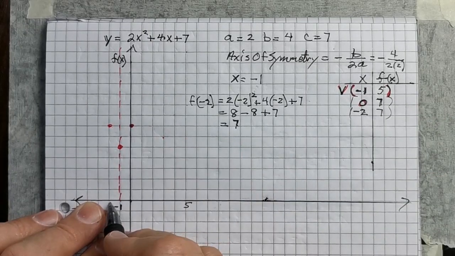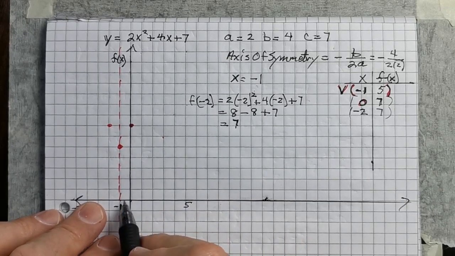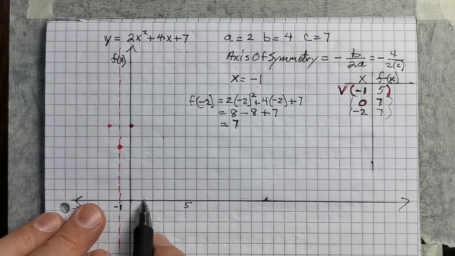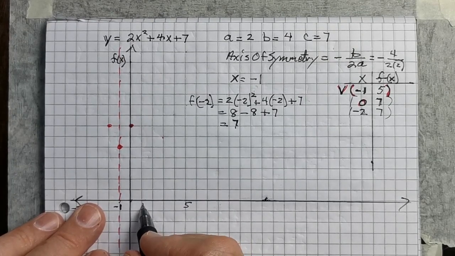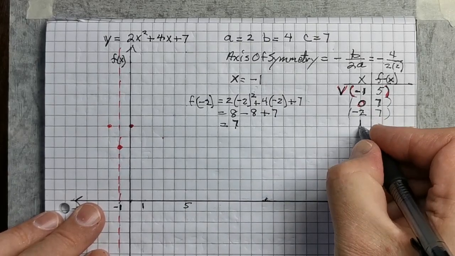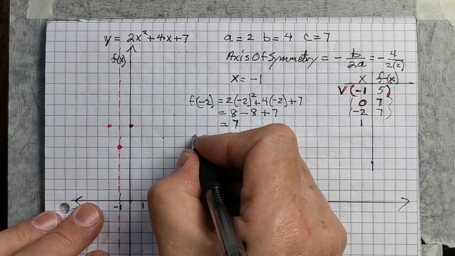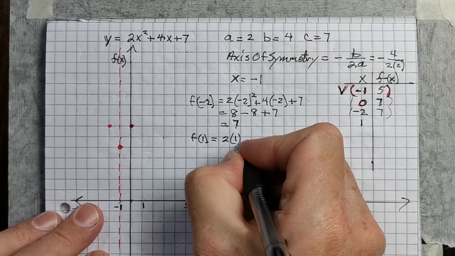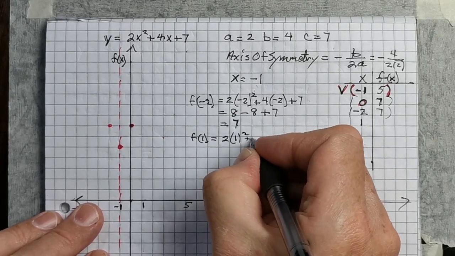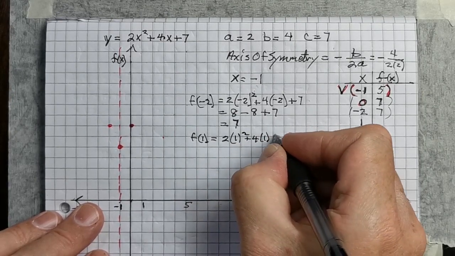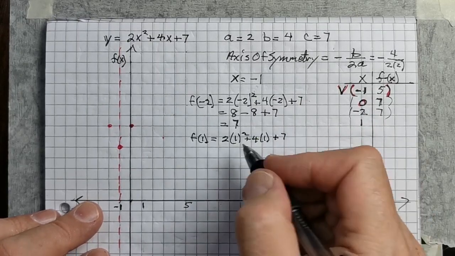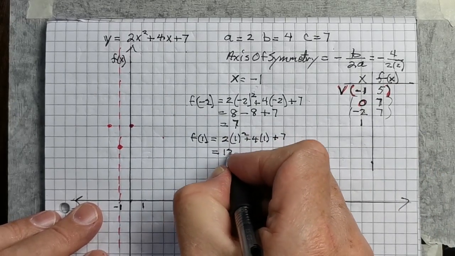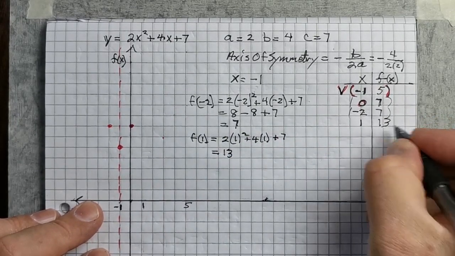0, 7, -2, 7. What if I put 2 units to the right of the axis of symmetry? So 1 unit to the right was x equal to 0. 2 units would be x equal to 1, right here. What if I put in x equal to 1? What do I get out? F of 1. It's 2 times 1 squared plus 4 times 1 plus 7. 2 times 1 squared is 2 plus 4 is 6 plus 7 equals 13. So when I put in f of 1, I get out 13.